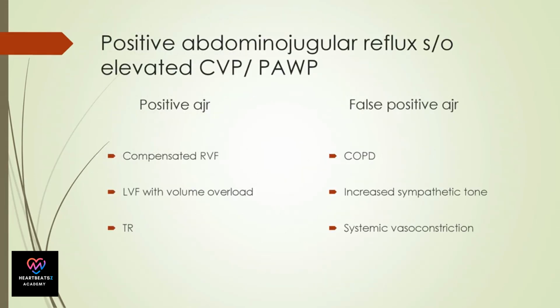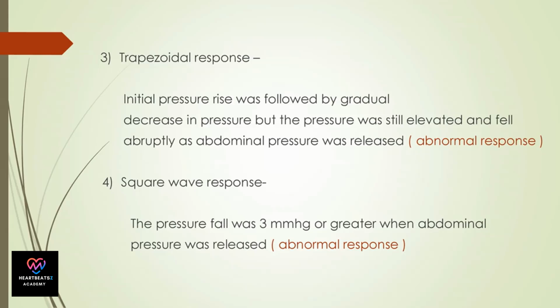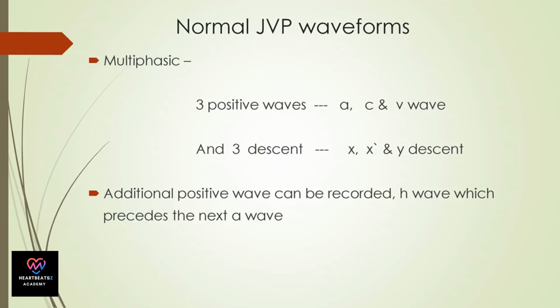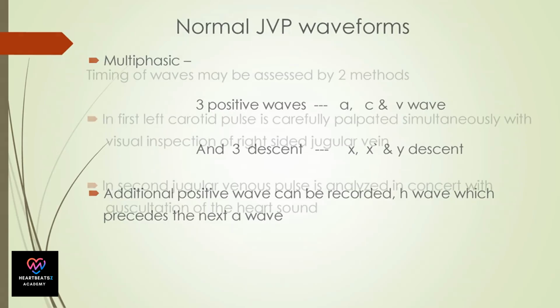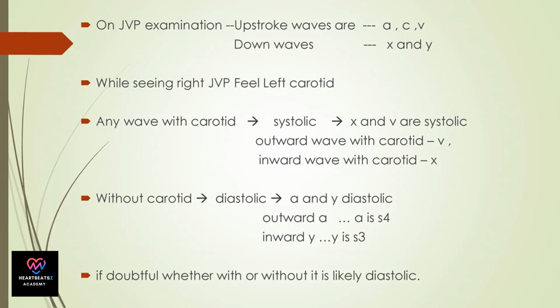Positive abdominojugular reflux indicates elevated central venous pressure or pulmonary artery wedge pressure, common in conditions like RV failure, LV failure, and tricuspid regurgitation. Trapezoidal and square wave responses to abdominal pressure provide insights into abnormal hemodynamic responses and underlying cardiac conditions. The timing of waves in relation to the carotid pulse and jugular venous pulse is crucial for accurate diagnosis and understanding of cardiac cycles.